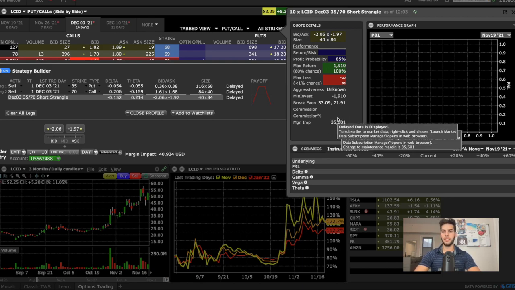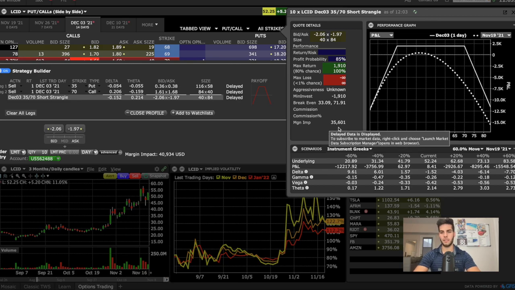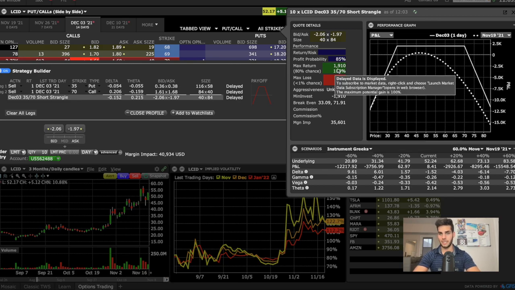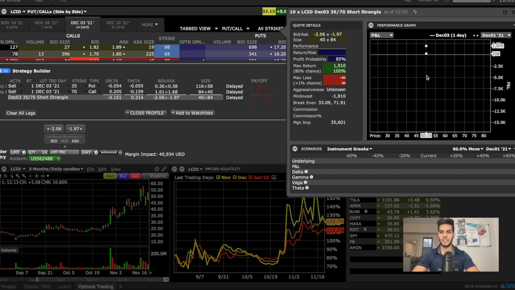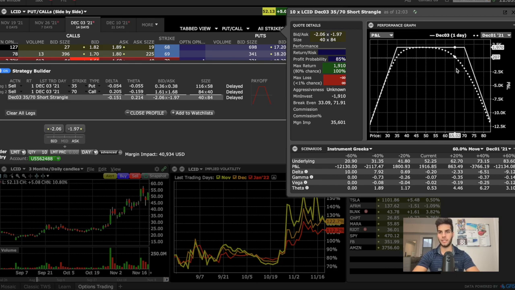So what this basically means is you can double that, and it's about 70,000 in buying power to go ahead and collect $1,900. If LCID is higher than 35 and below 70 by the beginning of December, then we keep all the $1,900 and then we have more buying power to put on a new trade. However, if LCID goes to 80 by the beginning of December, we're taking a 10K loss. If LCID goes to 30 by the beginning of December, we're taking a 3K loss.